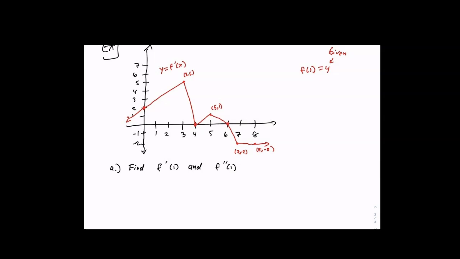How do we find f prime of 1? Can somebody speak up? Maybe, if you can't find what f prime of 1 is, or you're having problems making sure that that's the answer, how would I find f prime of 1?